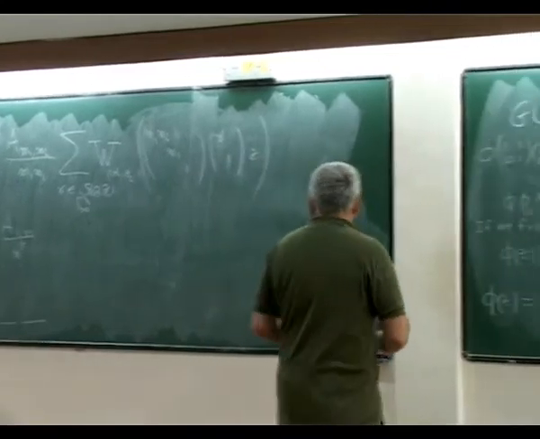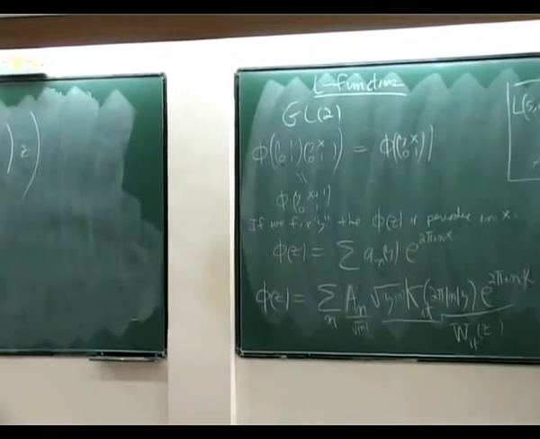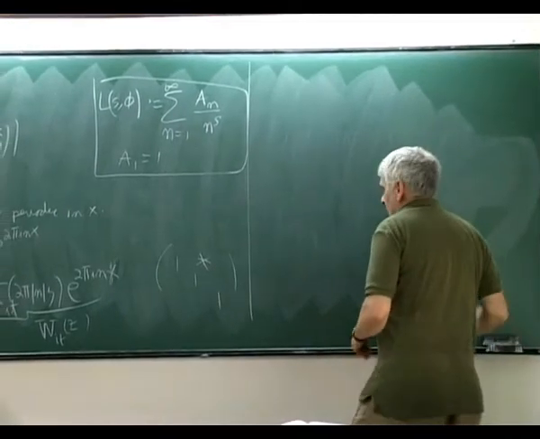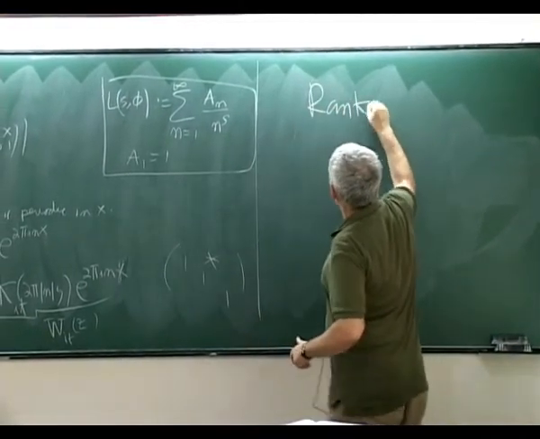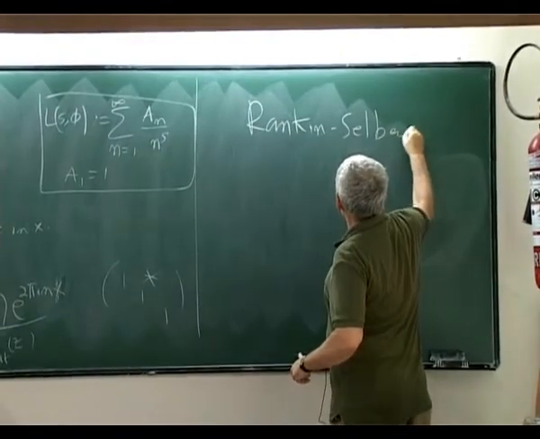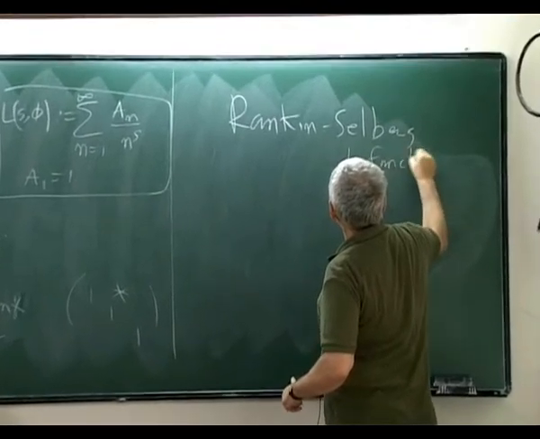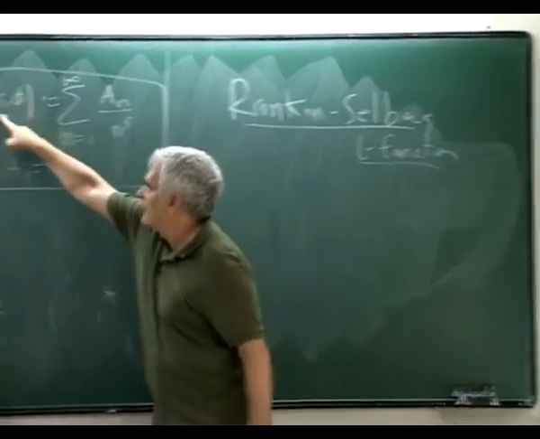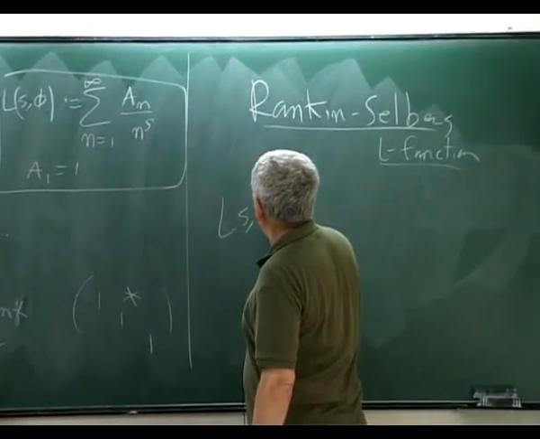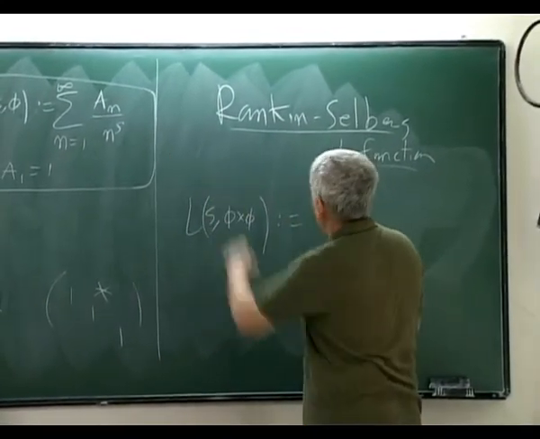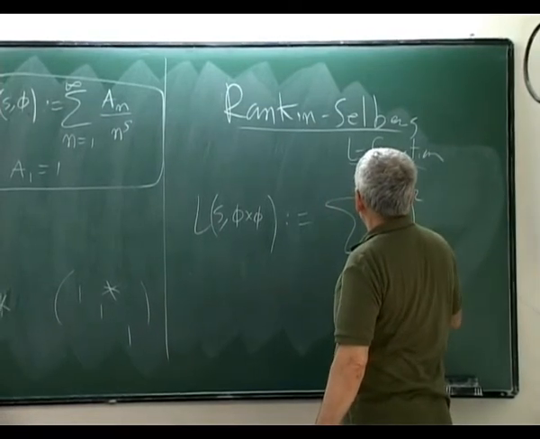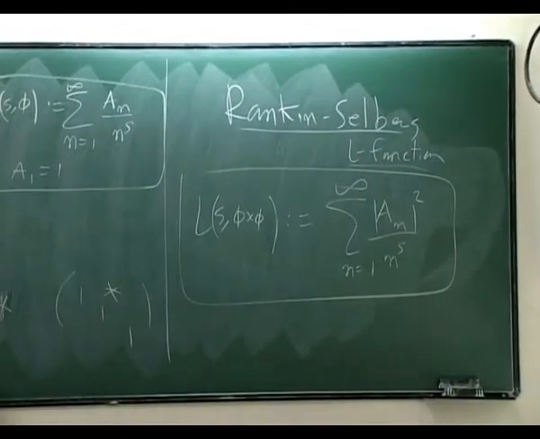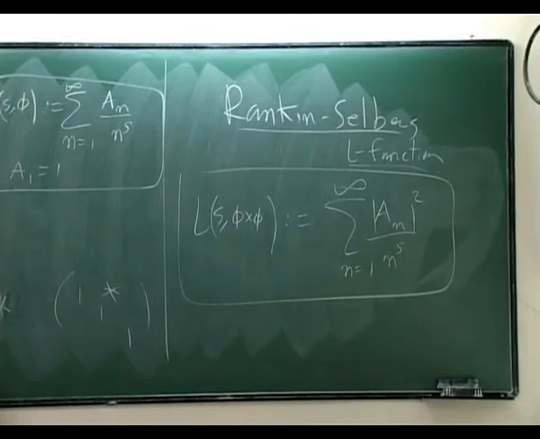All right, the next thing I want to talk about is the Rankin-Selberg convolution. So here we have Rankin-Selberg on GL2. We have the Rankin-Selberg L function. So this is L(s, phi). And then we have L(s, phi cross phi), which is defined to be the sum of the squares, a_n squared over n to the s. So this is the Rankin-Selberg L function. And it's well known that this is a nice function. It satisfies nice properties.